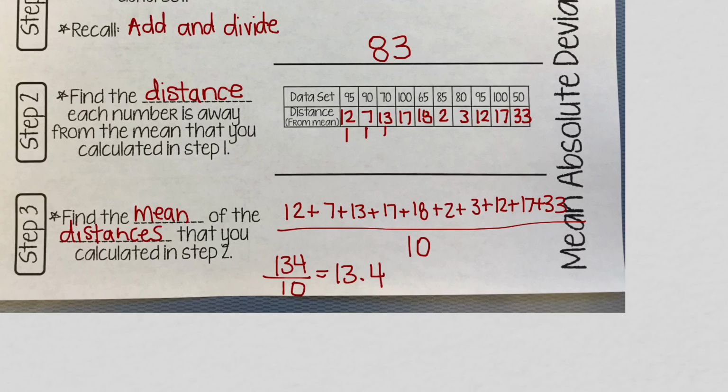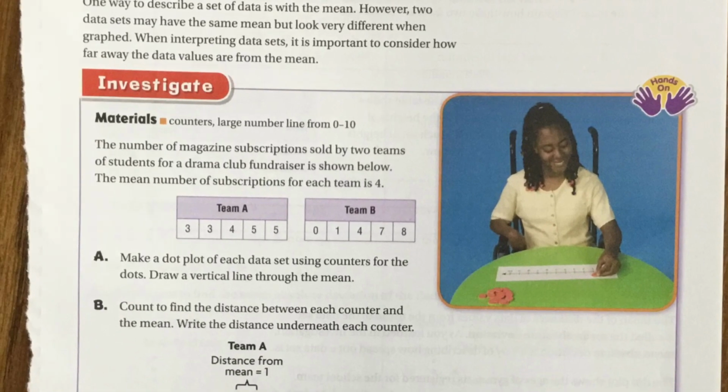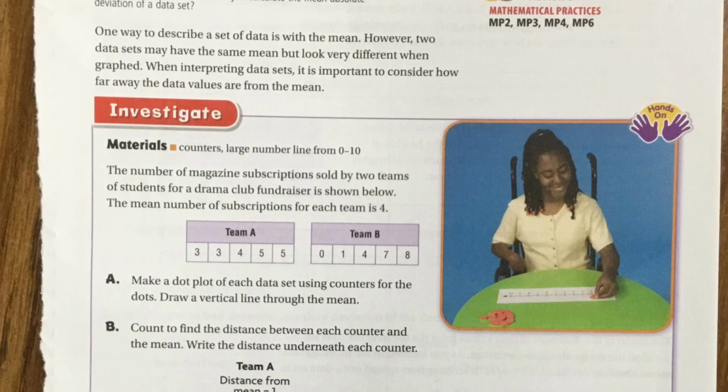Okay, so I'm finding the mean, finding the distances between the mean, and then finding the mean of those distances. So not hard, just a lot of work, a lot of steps to remember. The reason why we use mean absolute deviation is it's a more precise measure. Two data sets may have the same mean, but look very different when graphed. So we're going to find a more precise way.